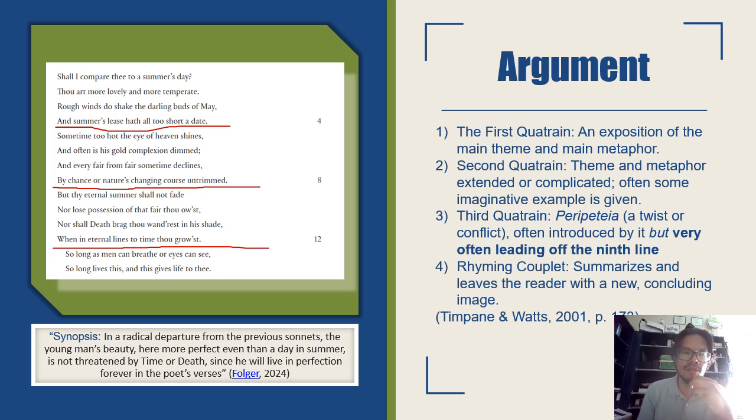If you guys can remember this word, it's extra credit tomorrow, but it's peripeteia. You got to spell it right. Peripeteia. Peripeteia. It's an Italian word.